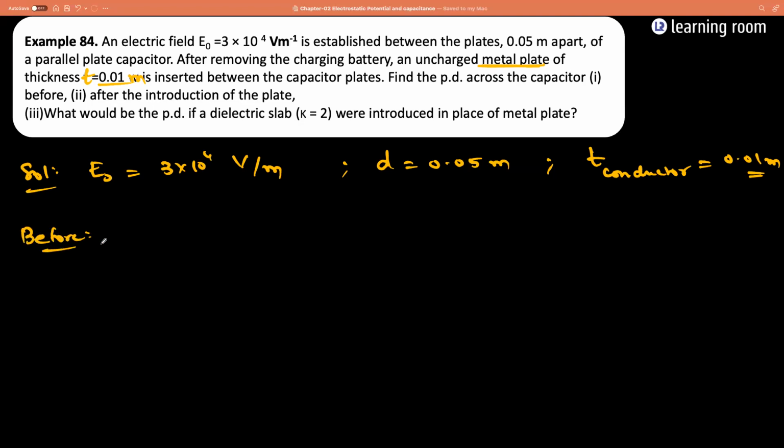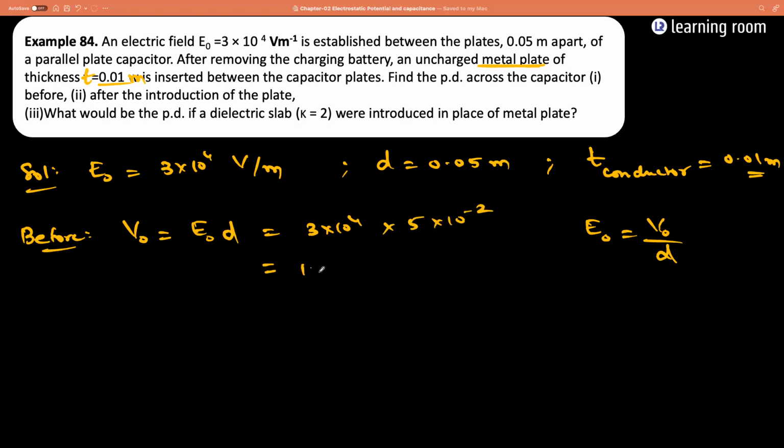So before introduction, can I say V naught is equal to E naught into D? Wherever you have a uniform field, E naught is equal to V naught by D. Instead of potential gradient, you can take it as V naught by D wherever the electric field is constant. So E naught is 3 into 10 power 4, into D, which is 5 into 10 power minus 2. So it will be 15 into 10 power 2, or 1500 volt. That is the initial potential difference even before the conductor was inserted.